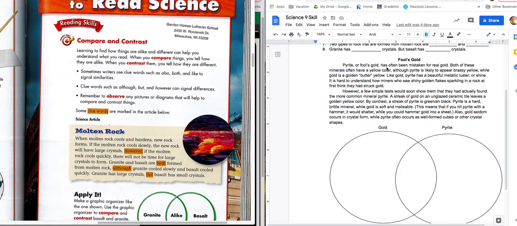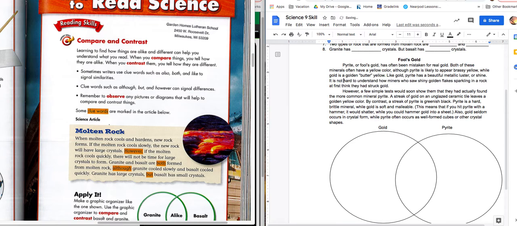Pyrite, or fool's gold, has often been mistaken for real gold. Both of these minerals often have a yellow color. Ding, ding, ding. Although pyrite is likely to appear brassy yellow, and gold is more of a golden butter yellow. Like gold, pyrite has a beautiful metallic luster or shine. It's hard to understand how miners who saw the shiny gold flakes sparkling in a rock at first might think they'd struck gold. I should maybe switch that, like it is not hard.